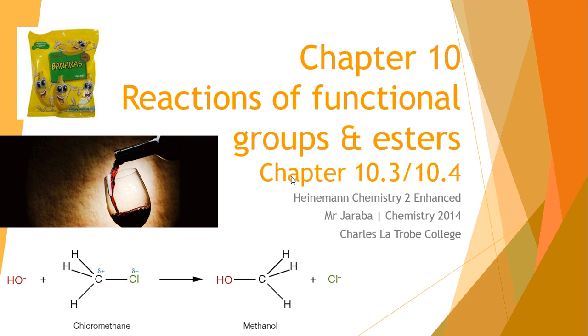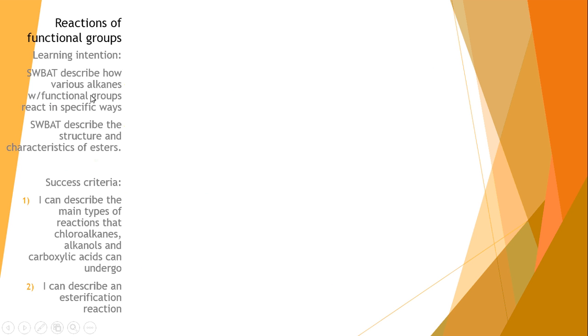Okay, so we've been looking at the reactions of functional groups and esters, and today you should have been able to write down the main types of reactions that chloroalkanes, alkanols, and carboxylic acids can undergo, and you should be able to describe an esterification reaction.